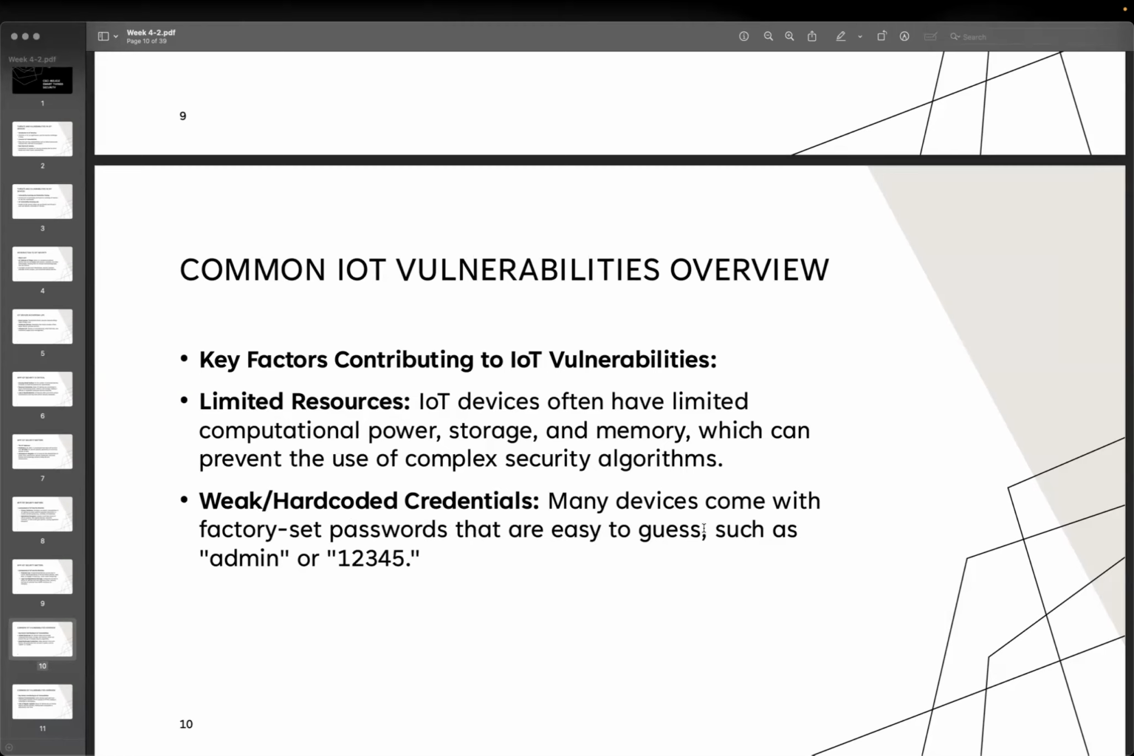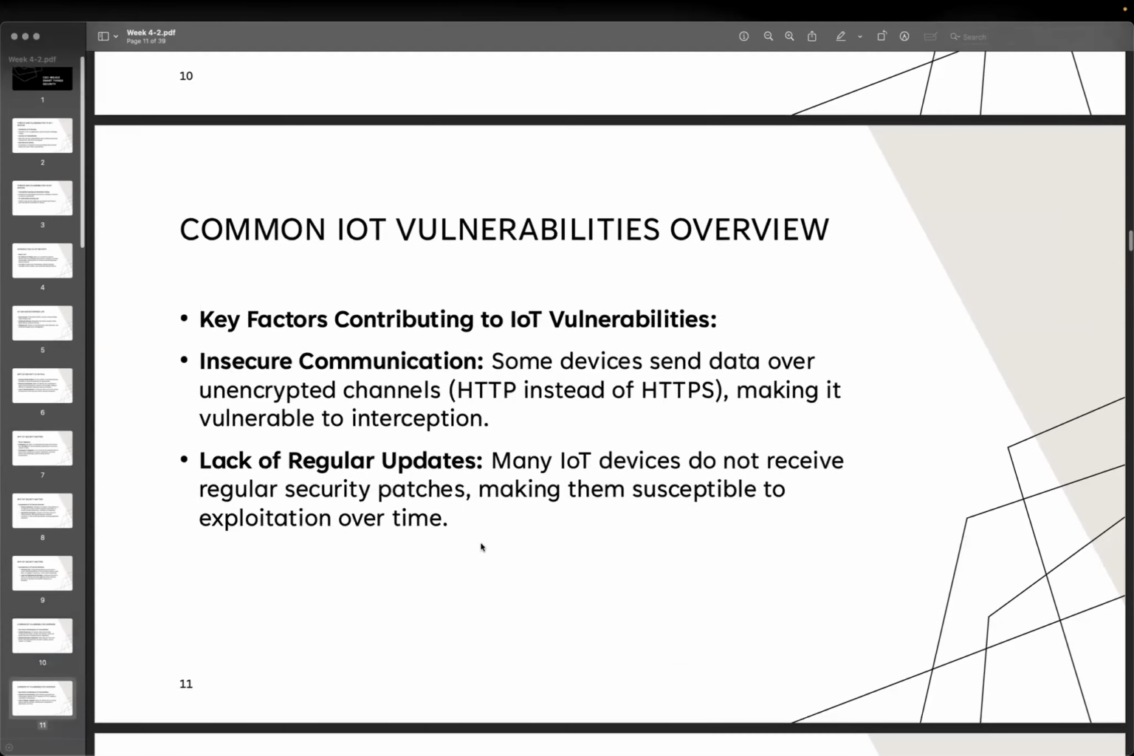So many of the devices come with a factory-set, preset or default password. It's so easy to get, like admin and then the password 12345 by default. And when users adopt those IoT devices, they barely change the default password. Okay, so here's the reason.